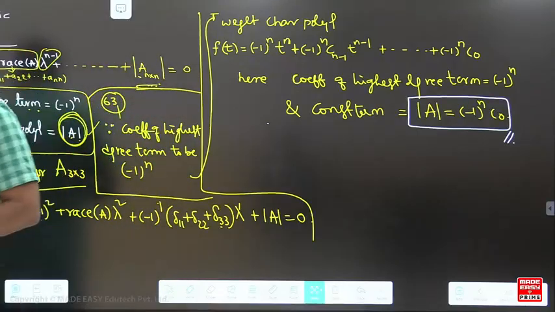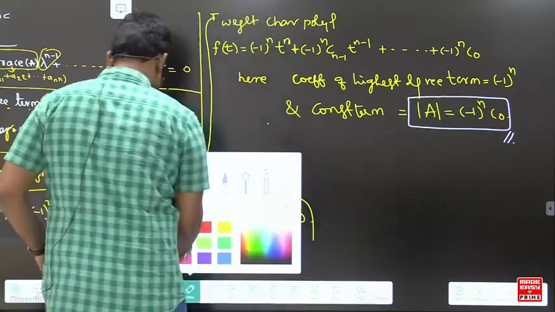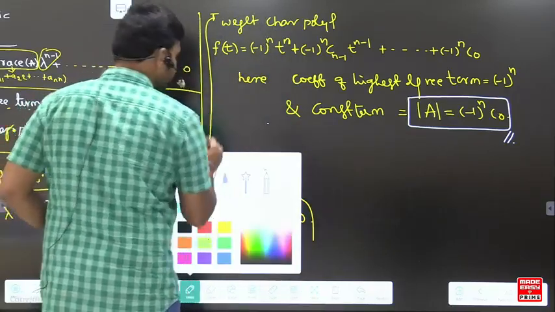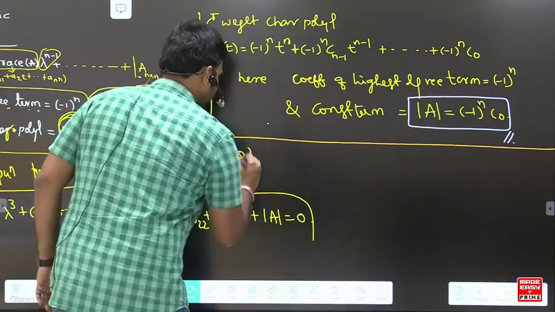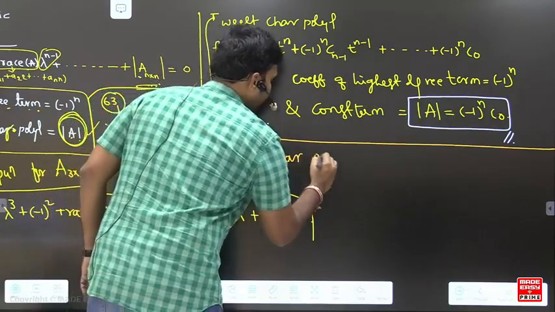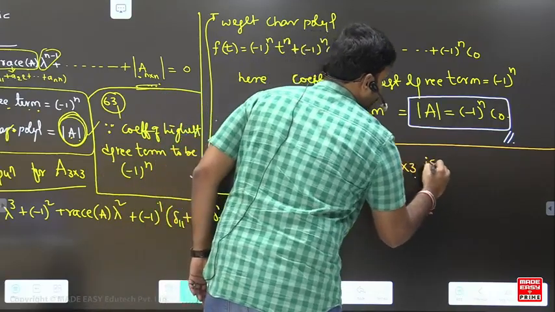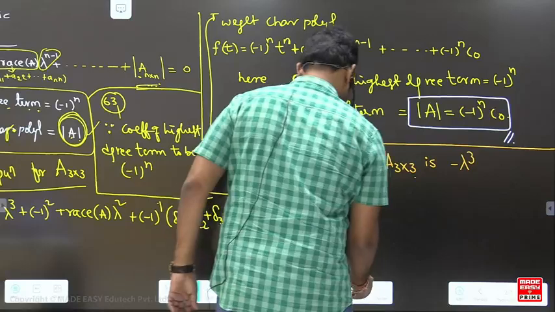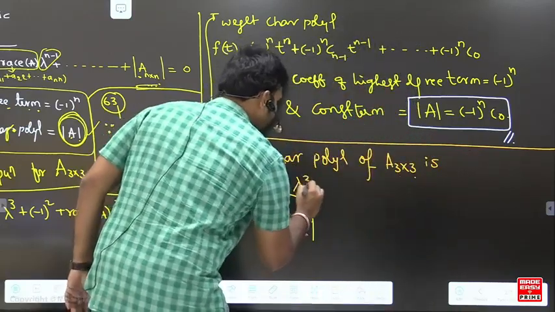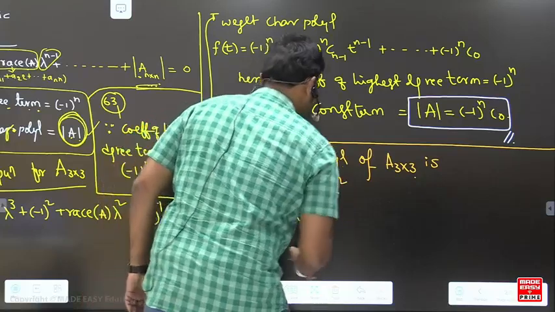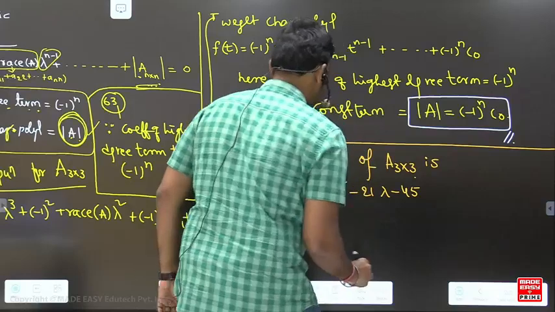Okay, so now I'm going to do a very interesting question here. The question is this: the characteristic polynomial of a 3 by 3 matrix is lambda cube plus lambda square minus 21 lambda minus 45.